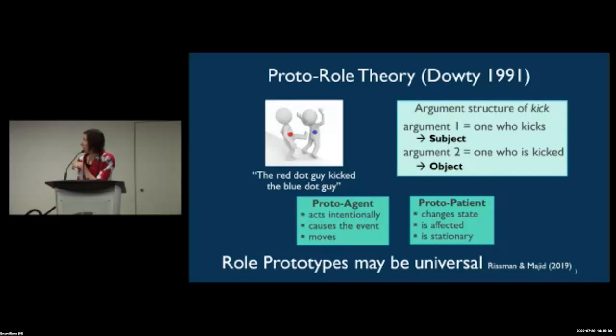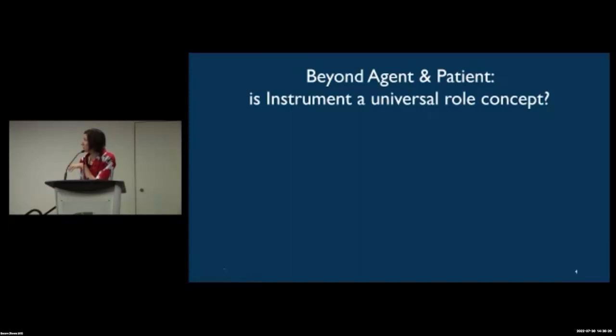Okay, so the program of understanding, do these thematic roles have a universal status? How much are they explaining in language and cognition? It's important to test beyond agent and patient roles because we know we represent events in terms of many different types of participants and many different entities. So I'm interested in pursuing the question, beyond agent and patient, is instrument a universal role concept, where the instrument in that example was the bat?